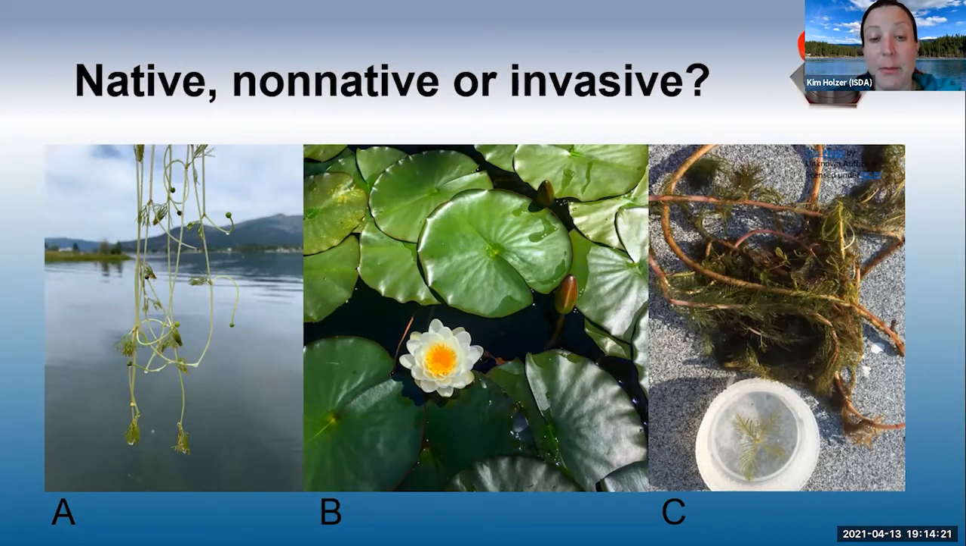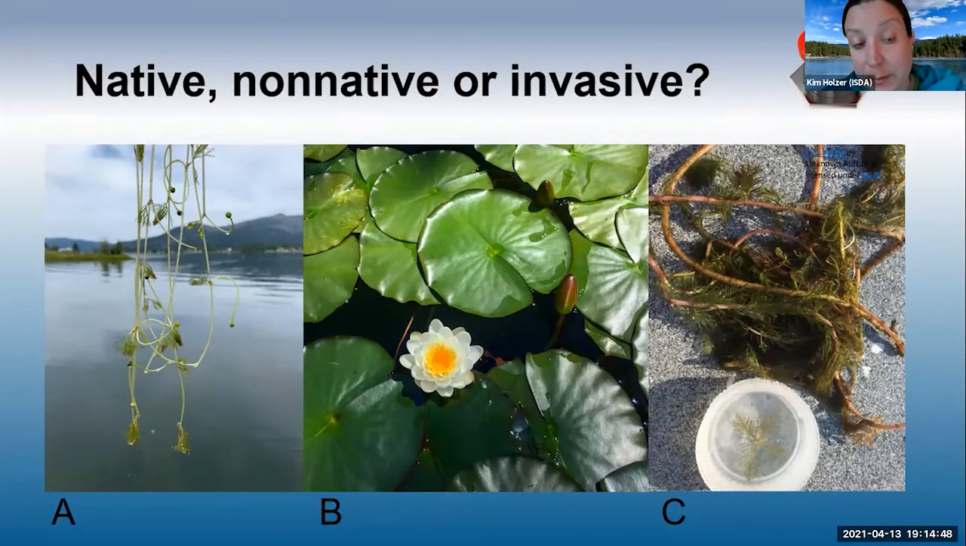Then we have a plant in the middle, which a lot of people would call a lily pad. It has heart-shaped leaves and white or pink flowers. And then on the far right, there is a plant with a red stem and leaves around the whorls, but the segments aren't quite as long. We have some engagement here.